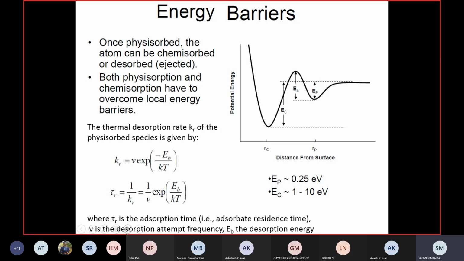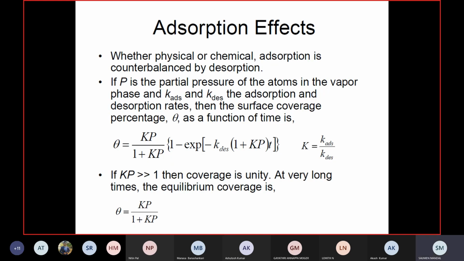And this nu is the desorption atom frequency, and EB is the desorption energy. So this thermal desorption rate you can calculate, and tau r is the adsorption time, or how much time the atom will stay before desorption, which can also be calculated. Now next is the adsorption effect.